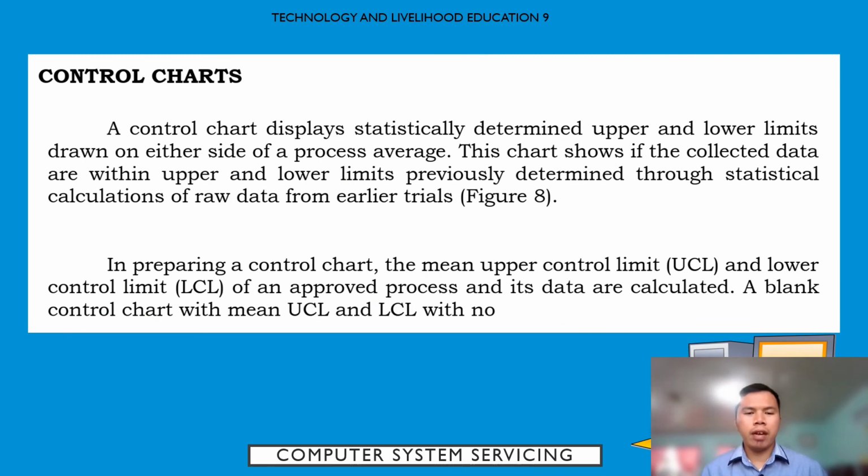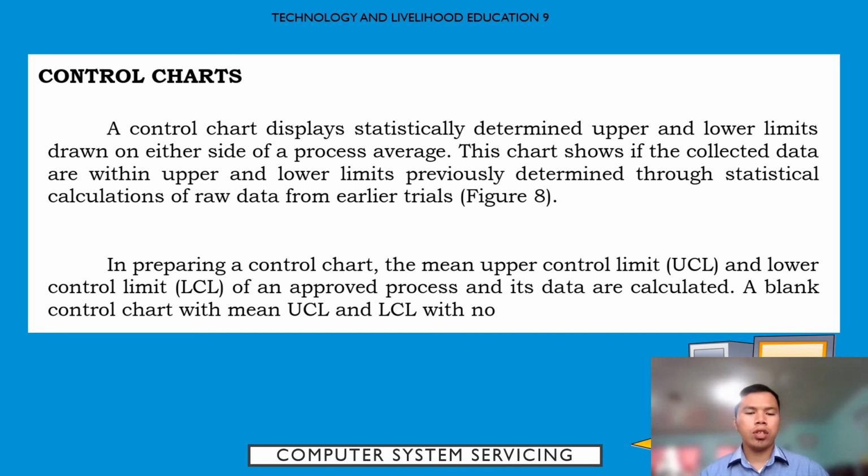And the last is the control chart. A control chart displays statistically determined upper and lower limits drawn on either side of a process average. This chart shows if the collected data are within the upper and lower limits previously determined through statistical calculation of raw data from earlier trials. We will see the example on the next slide. In preparing the control chart, the mean, the upper control limit or UCL, and the lower control limit or LCL of an approved process and its data are calculated.